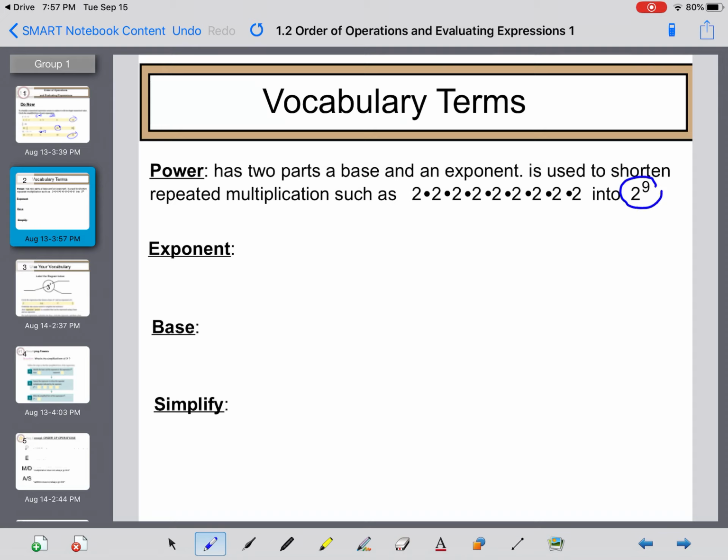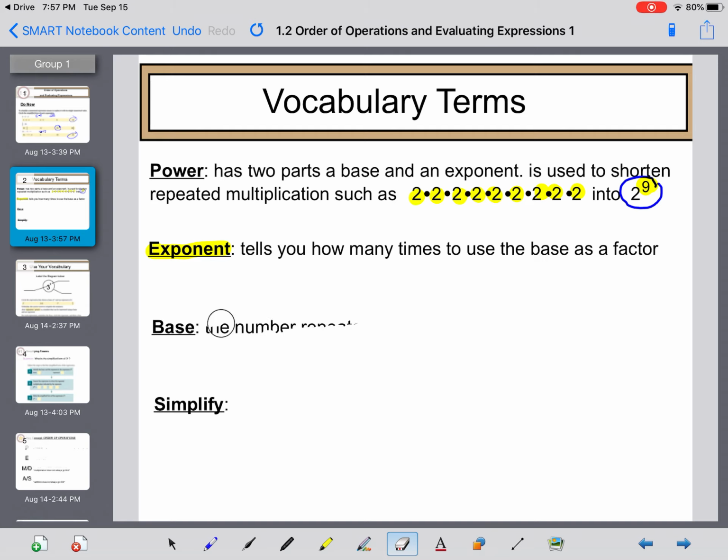So 2 to the 9th is your entire power. Your exponent tells you how many times to use the base as a factor. Well, in the last example, the exponent is 9. And that tells you to multiply 2 by itself 9 times. The base is the number repeatedly being multiplied. Okay. The base in our example is 2.